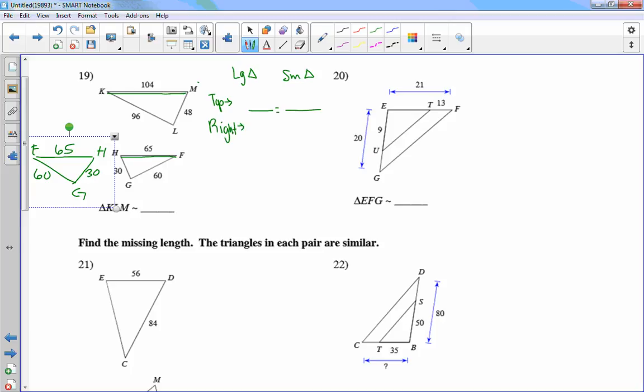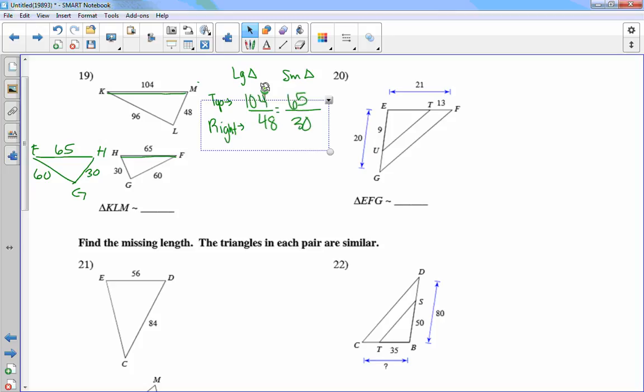And then we set up our proportion. Okay? Then I had you know the top of the large triangle. 104. Yep. Connor, we know the top of the smaller triangle. 65. Isaac Gilson, what's the right of the large triangle? And Isaac Nielsen, what's the right of the smaller triangle? 30. So notice none of them are missing. Don't have a variable. So our job is to simplify both and see what we get.